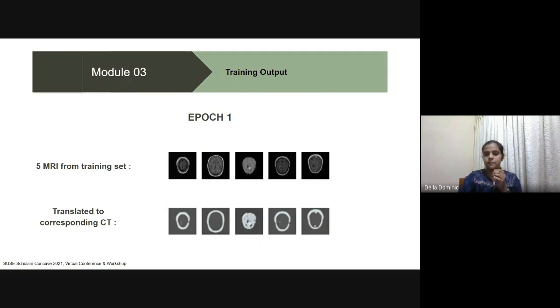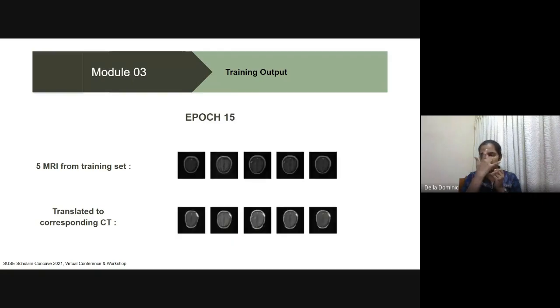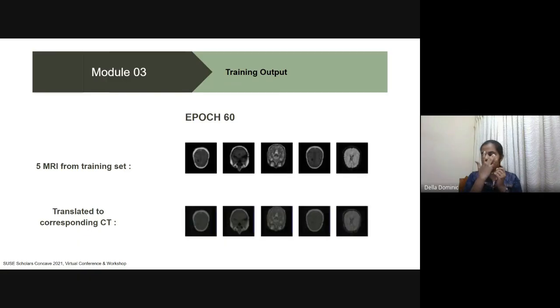Here is a data sample of the first epoch. The first row depicts 5 random MRI images taken from the training dataset after the first epoch, and the second row, that is the last row, represents the corresponding CT images. As you can see, the translation is really poor, but as epochs progress, as training progresses, you can see the difference in the translation. Even after just 50 epochs, the generated CT images look much different from what was obtained in epoch 1. After the 60th epoch, these are the final results for the fold 1 model.